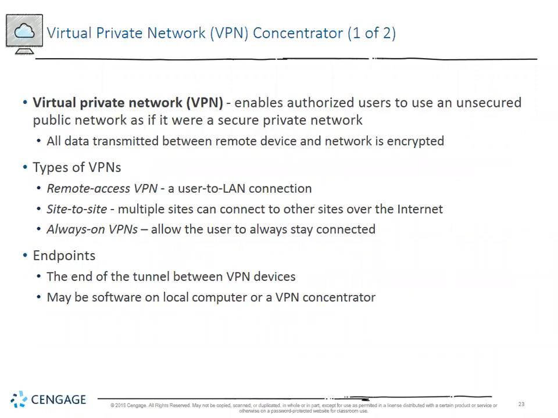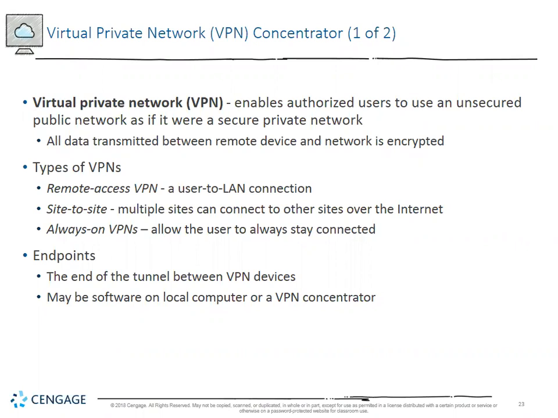Okay, now let's talk about VPNs. VPNs, virtual private networks, enable authorized users to use an unsecured public network. Okay, I have a VPN service in my house. I think I paid $50 for life or something like that. We also have a VPN here at Rose State. I can connect from my home into the Rose State network. So if I connect from my home to Rose State via the virtual private network, it's just like I'm inside the Rose State network. Okay? All data is encrypted between them.